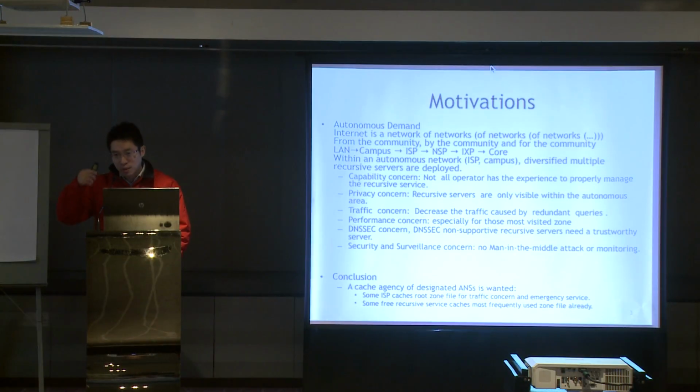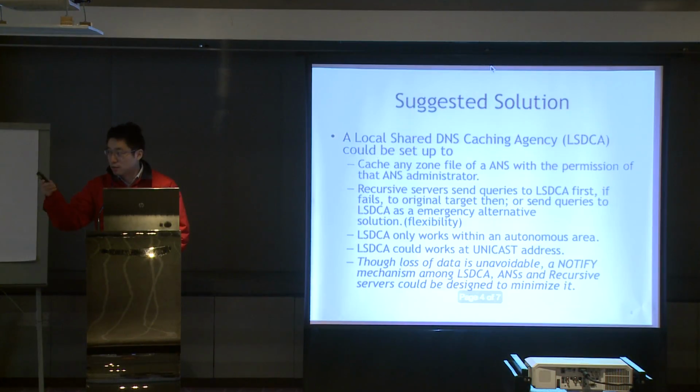Actually, I don't know what's happening in the rest of the world. In China, some ISPs have taken actions. They cache the zone file for traffic concerns and for emergency services. And some free recursive services already cache the most frequently used zone files. That's what's happening in the real world. So my suggested solution is, next one, okay.